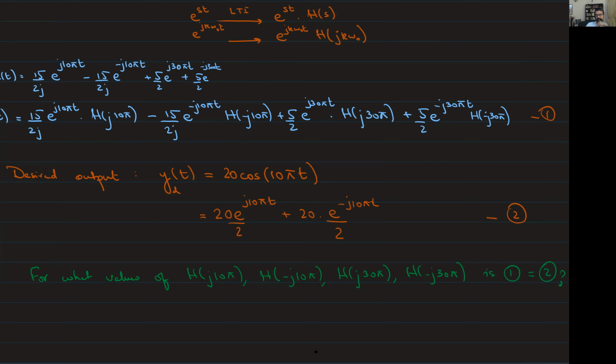Right, so people other than who have spoken in the chat box, what do you think? What do you think these values should be? Tell me, Marine, because you asked this question as well. I guess 0, since we don't have e to the power 30 pi jt in the output. Excellent. So they must be 0. And this must be 0 as well.